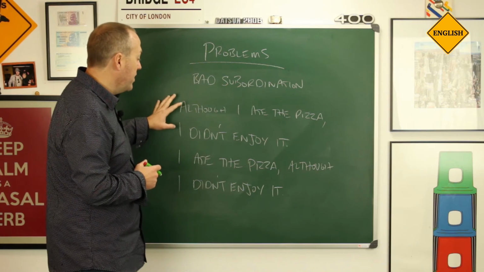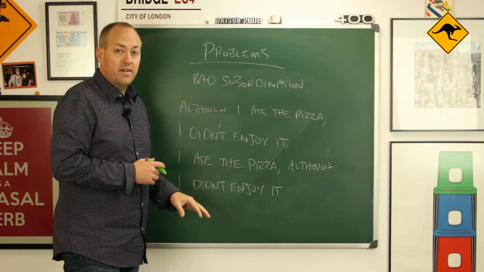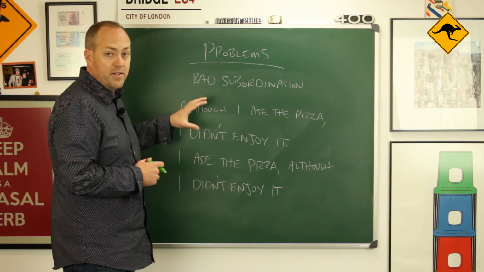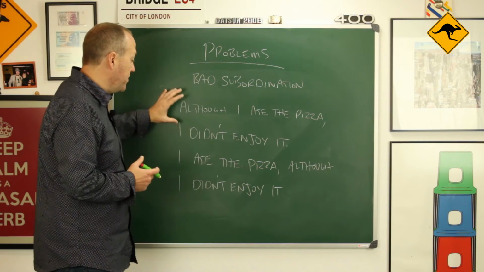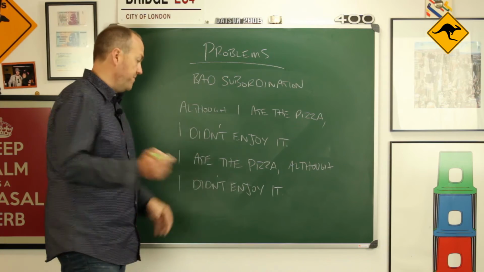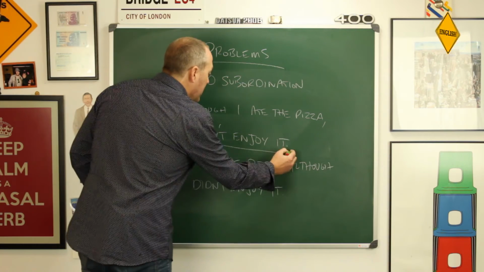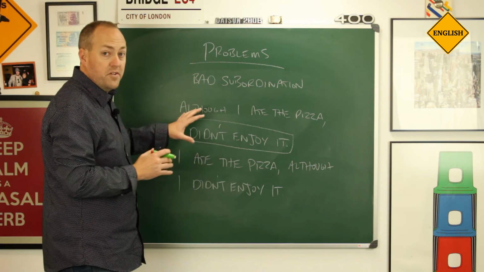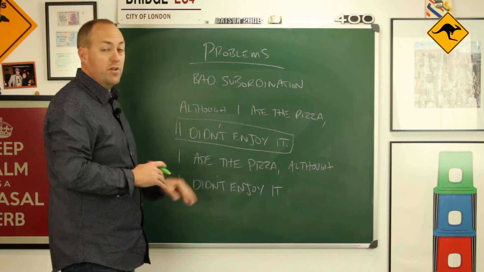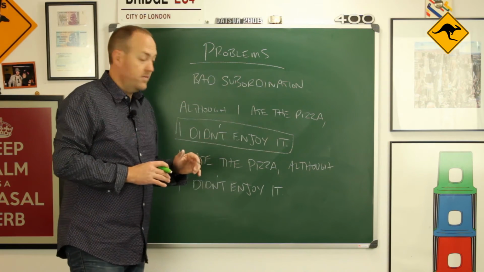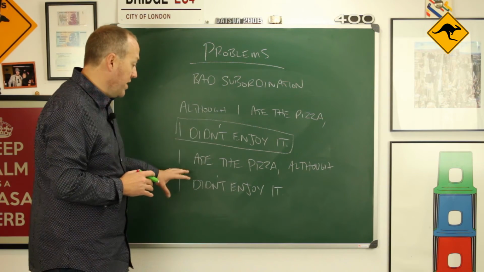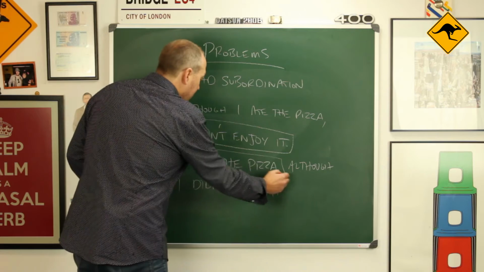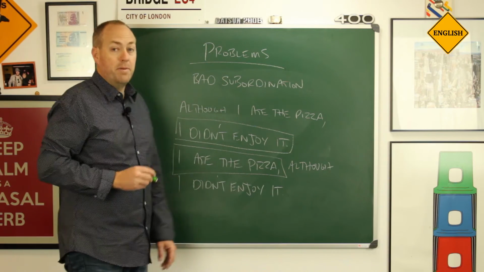So here, "Although I ate the pizza, I didn't enjoy it." So in this first sentence, where is the emphasis? Well, the emphasis is here. Okay? So the emphasis in this sentence is that you didn't enjoy the pizza. Okay, great. But in this one, where is the emphasis? Here. I ate the pizza.